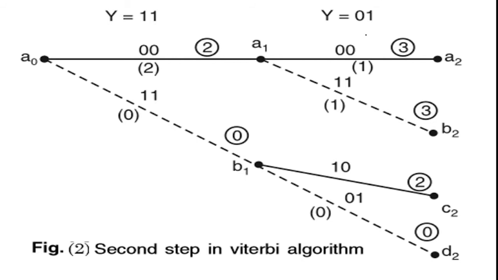And the second step in the Viterbi algorithm, when the next part of input bits is y equal to 0 1, that is the second part. So now here the received nodes are A1 and B1. A1 and B1 are the received nodes. So this A1 is the initial state.